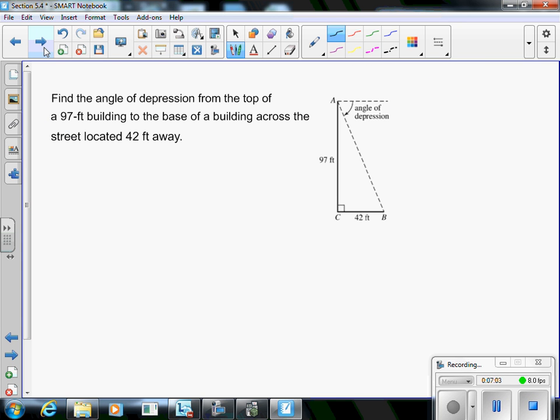Here's another angle of depression problem. Find the angle of depression from the top of a 97-foot building to the base of the building across the street, located 42 feet away.